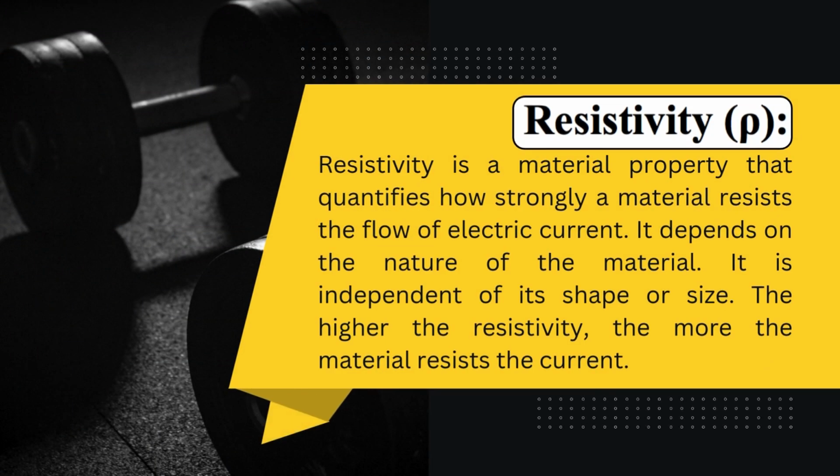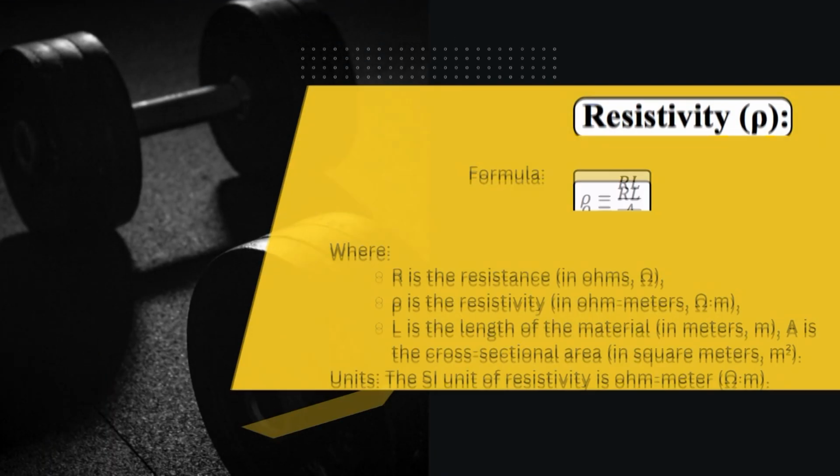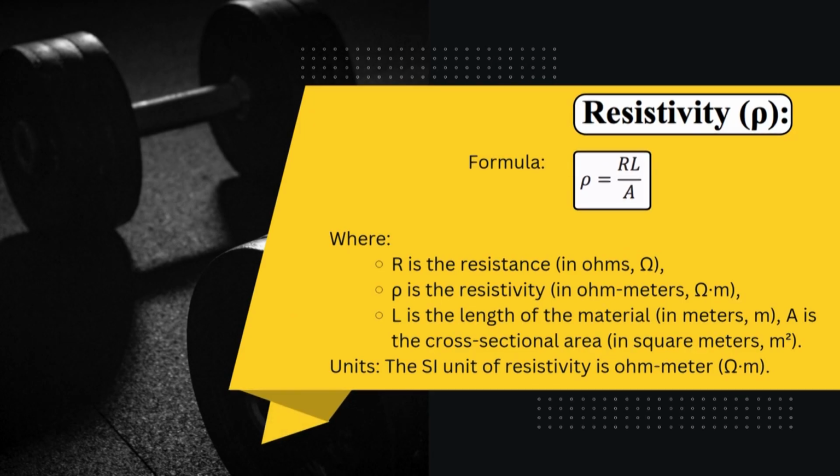Resistivity is a material property that quantifies how strongly a material resists the flow of electric current. It depends on the nature of the material. It is independent of its shape or size. The higher the resistivity, the more the material resists the current. So here you can see the formula for resistivity. It depends upon resistance, the length of the material, and also the area of cross section of the material. The SI unit of resistivity is ohm meter.